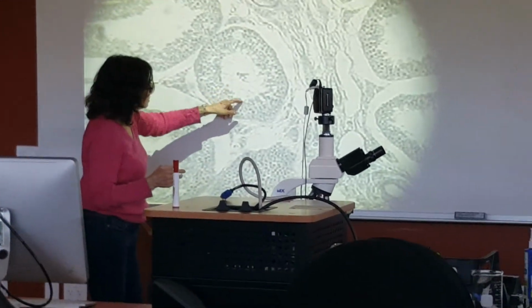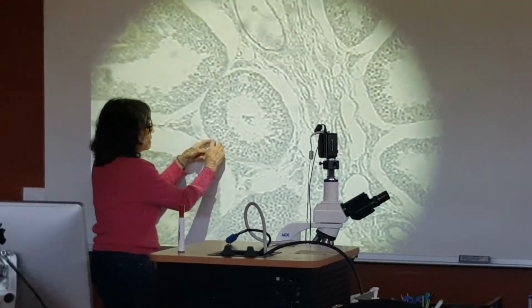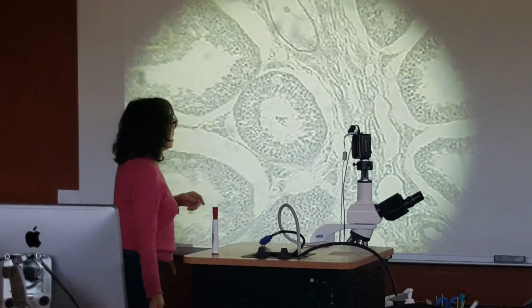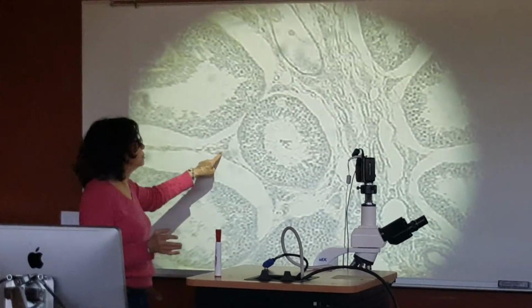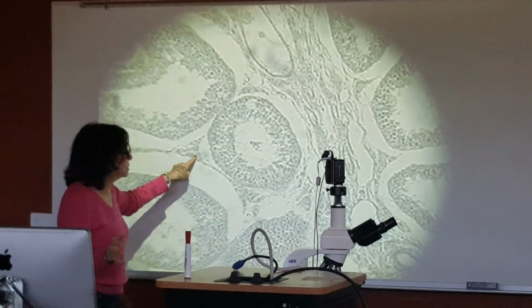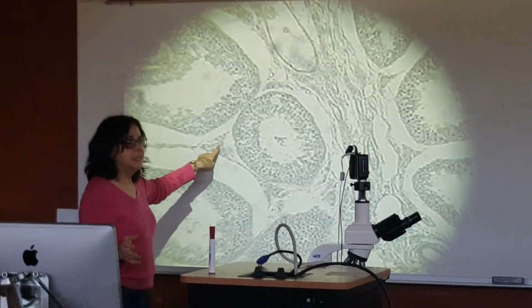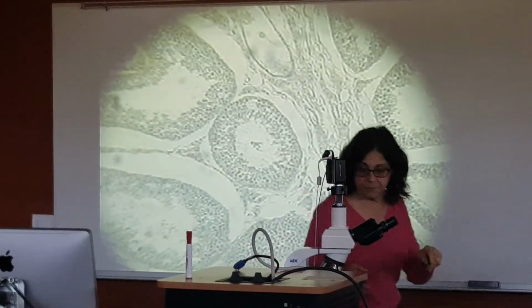So we'll look a little closer. Maybe we can see some sperm in the making. They start out from here, and by the time they get here, they're sperm. As far as endocrine goes, it's the tissue outside the tubules that secretes the hormone testosterone. So these are called interstitial cells that secrete testosterone.